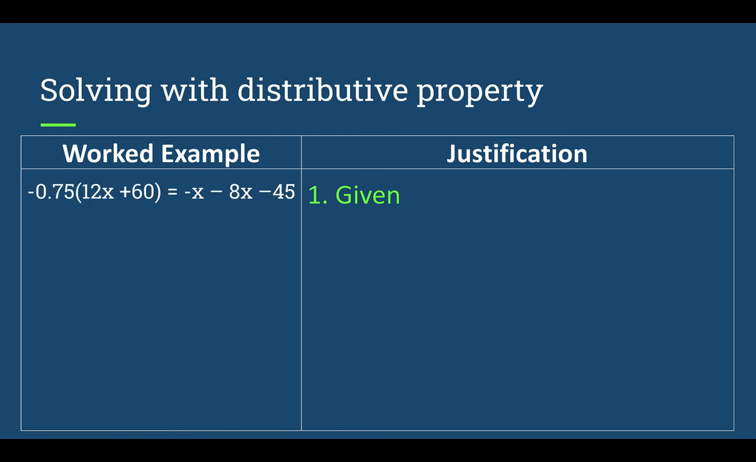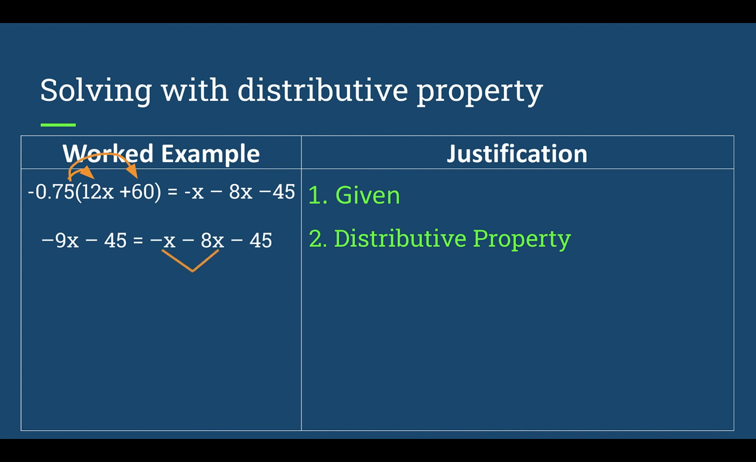Third example. So I'm going to distribute on the left. I get negative 9x minus 45, and then bring down the rest. Next, I'm going to combine like terms on the right. So I noticed there was a negative x and negative 8x. Remember, if there's no number in front of the variable, it is a 1. So we have negative 1x minus 8x. Well, negative 1 minus 8 is negative 9. Now I'm left with negative 9x minus 45 equals negative 9x minus 45.